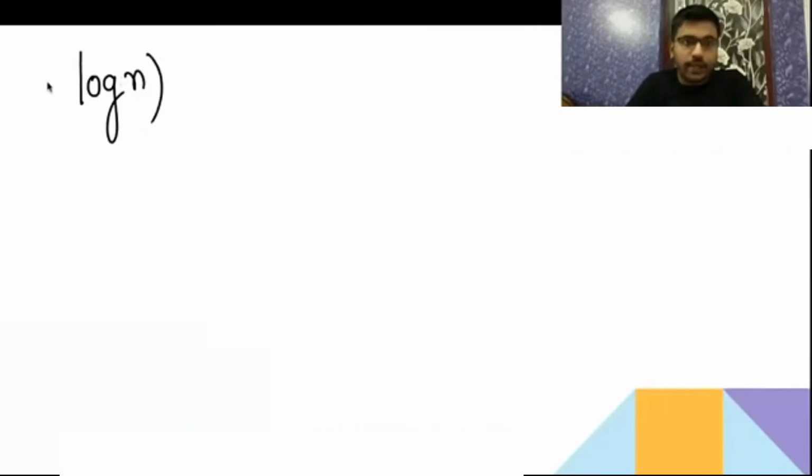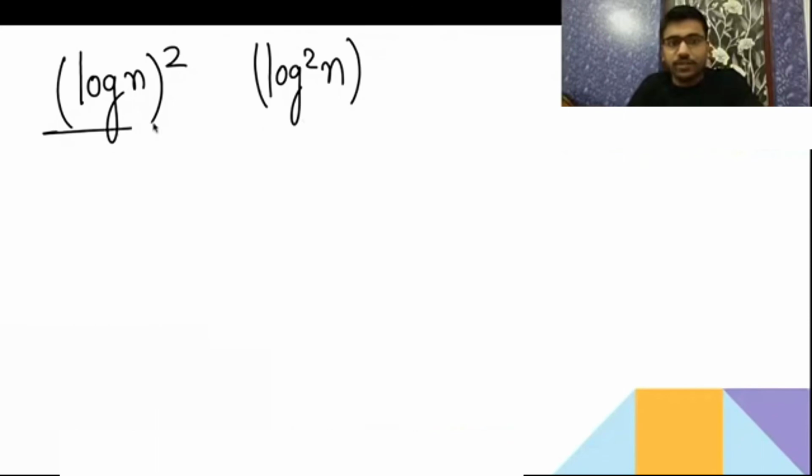Is log n square or log of 2n the same or different? Students get confused between these two, whether they are the same or different. These are the common things where students make mistakes. These two are not the same.